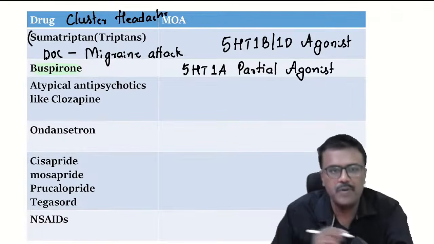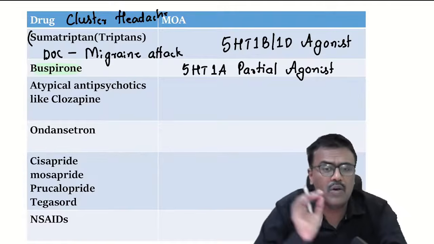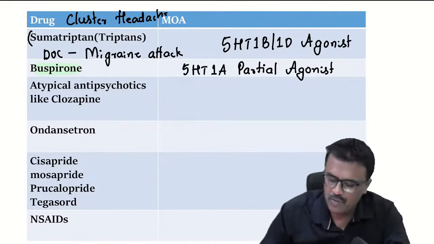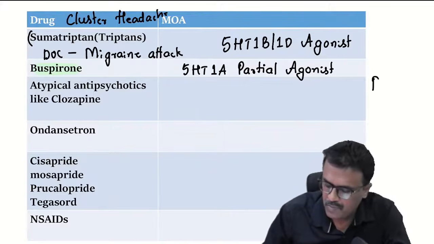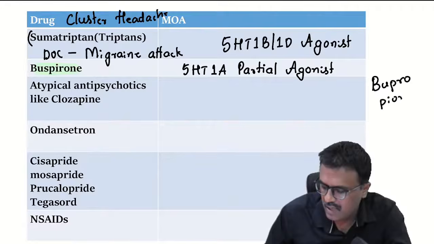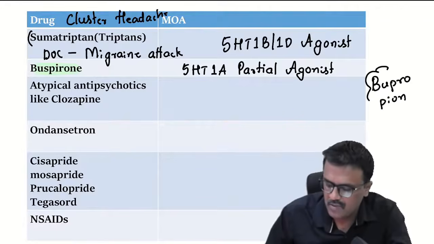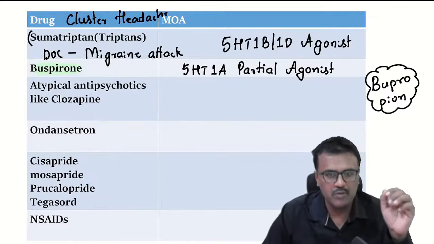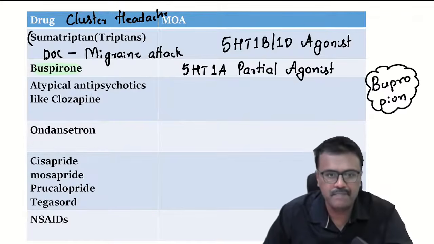And where do you use buspirone? We use buspirone in chronic anxiety. Don't confuse buspirone with a drug by the name bupropion. Bupropion is an atypical antidepressant which is used for smoking cessation. Most of you confuse that, avoid it.